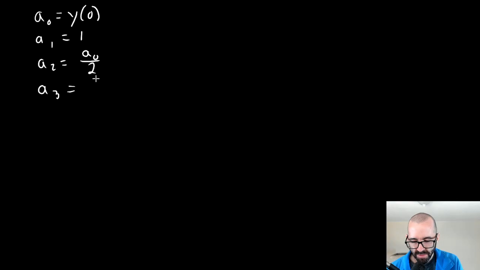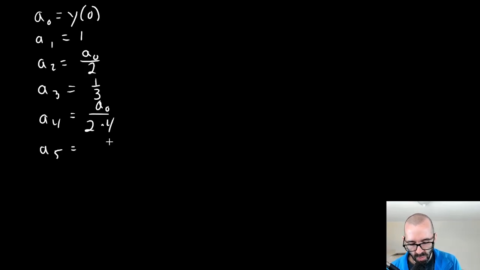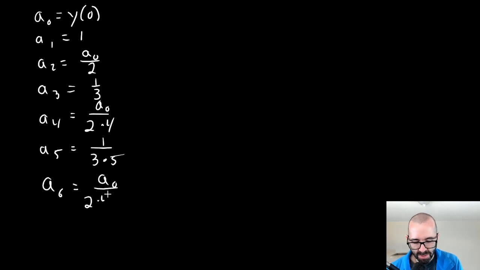A sub 3 is a third. A sub 4 is a sub 0 over 2 times 4. A sub 5 is equal to 1 over 3 times 5. A sub 6 is equal to a sub 0 over 2 times 4 times 6. Are you seeing the pattern? We notice we get something different for even and odd indices.